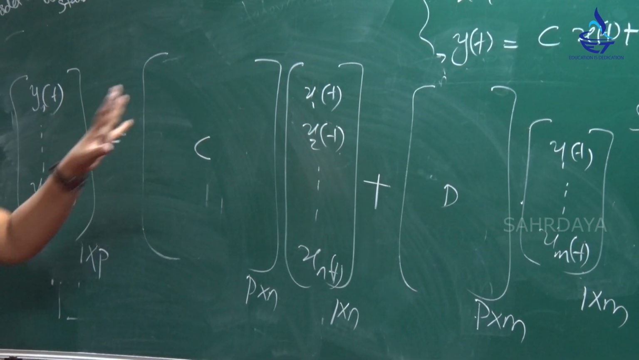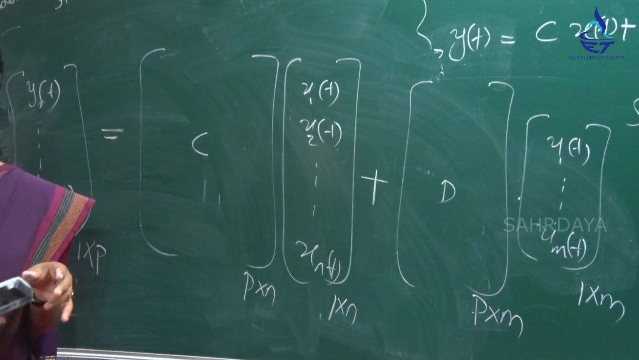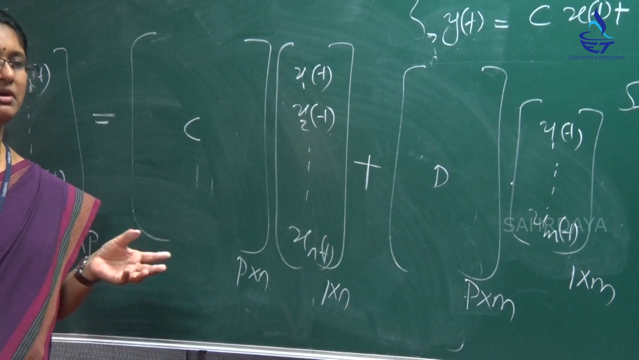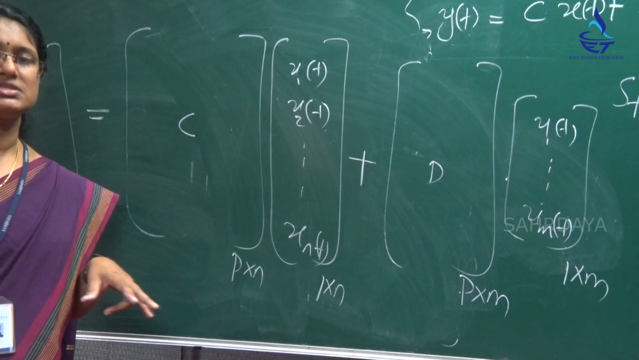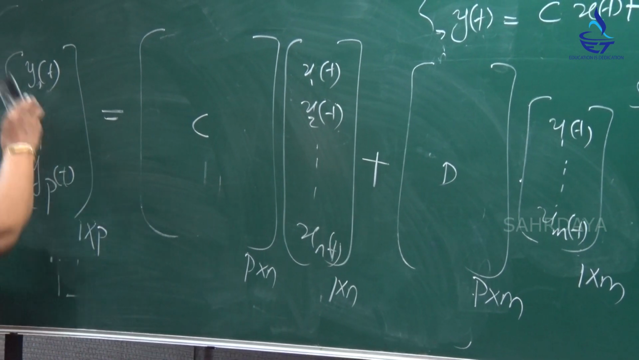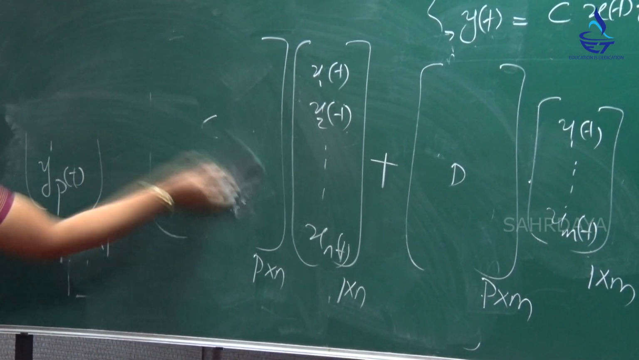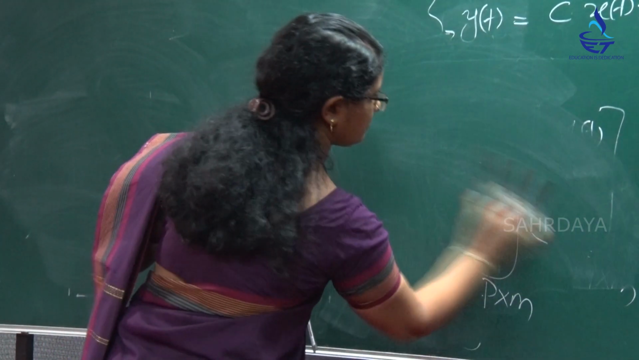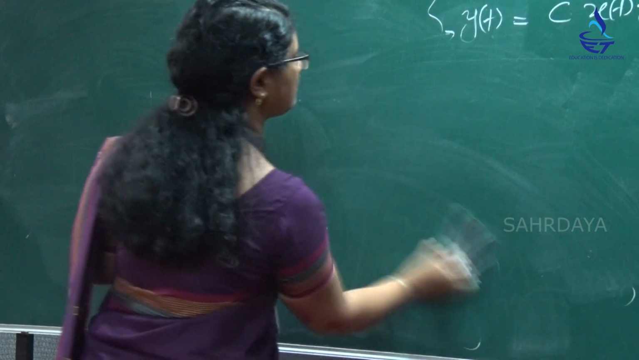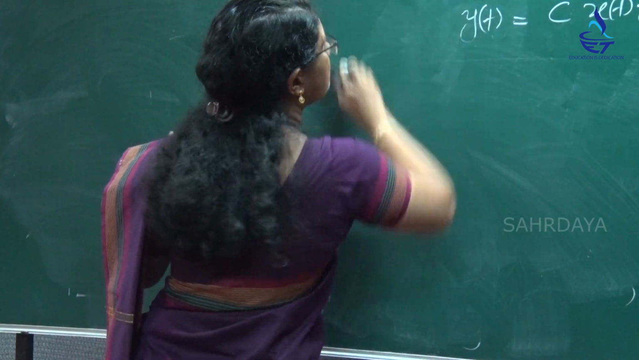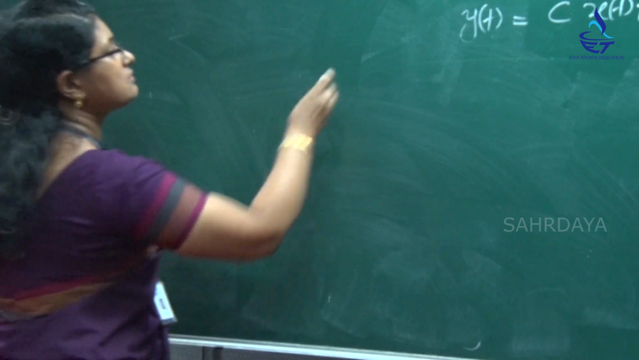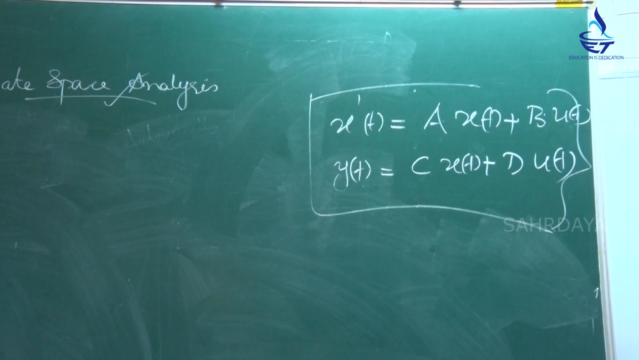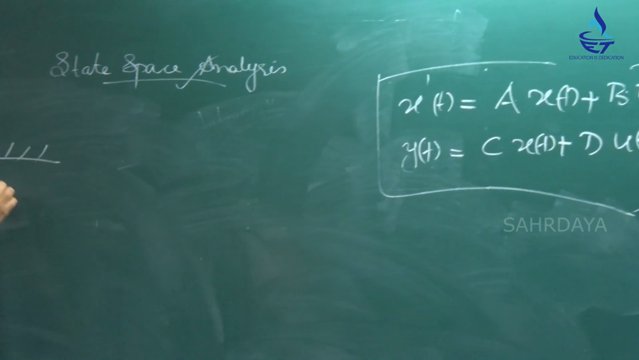Now having understood how the state space representation of a system can be done, now we are going to see how a mechanical system can be represented in the state space model. So this is our general format. Now consider a normal mechanical system that we have studied in our first module.